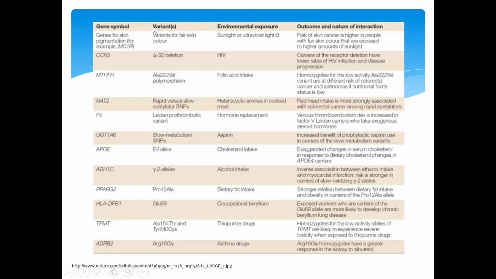This slide is extremely telling. So these are all of the different types of epigenetic problems that can occur in an individual and how they occur. So the CCR5, this one is a delta 32 deletion, and the environmental exposure is HIV.